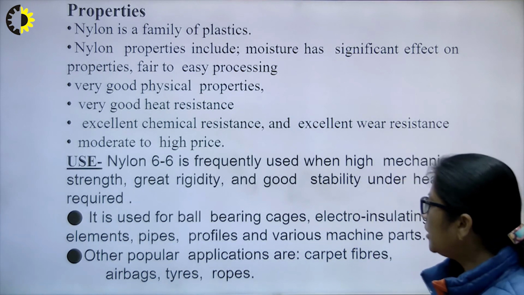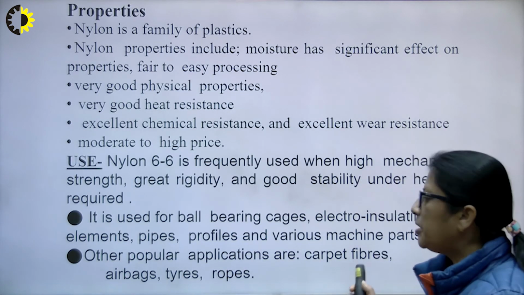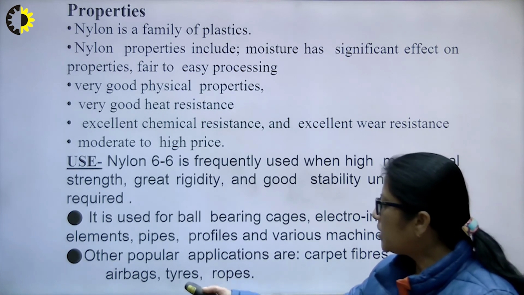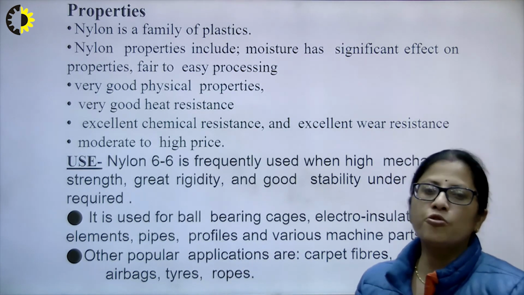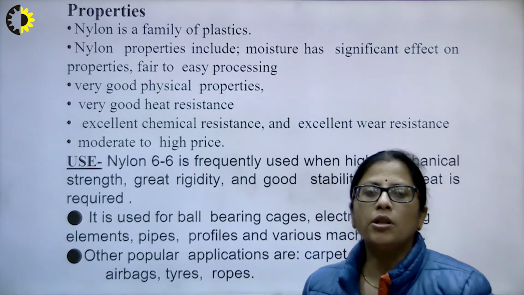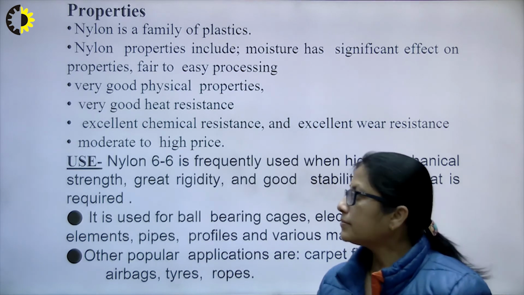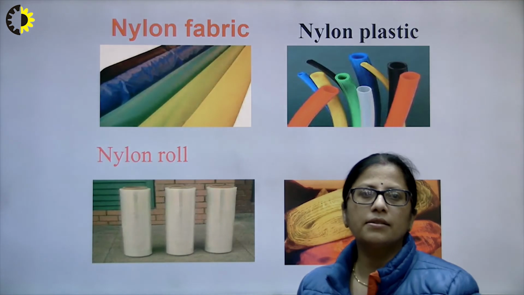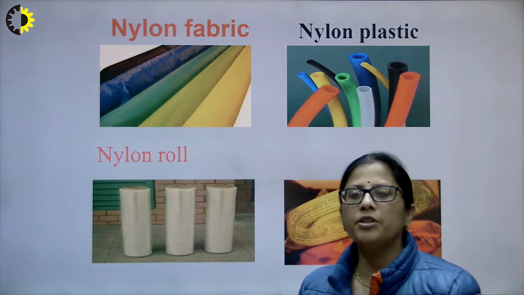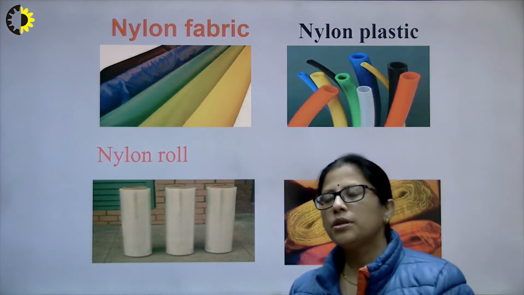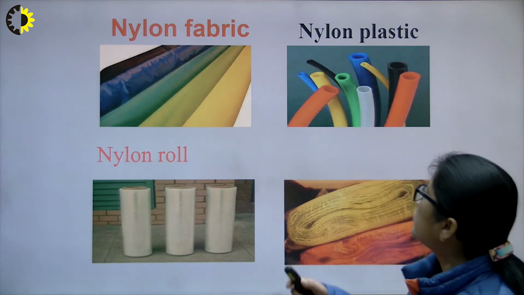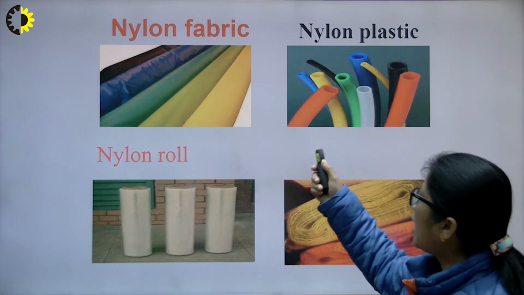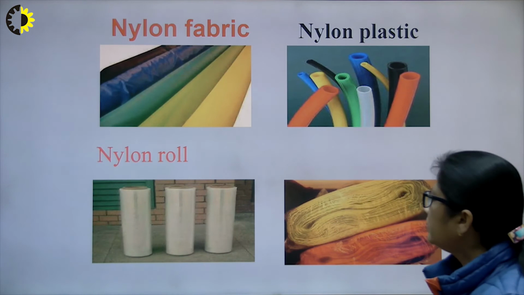Other applications, they are used as carpet fibers. They are used in airbags, tires and ropes, the nylon ropes or the nylon tires. So, these are the different applications of nylon 6,6. Here I am showing some of the diagrams where we use nylon as fabric, as plastic, as nylon rolls.